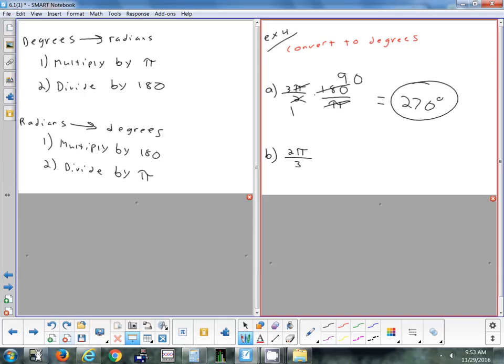We'll practice some more tomorrow if we need to with degrees and radians. And if they wanted me to round something off, I would just type it in on my calculator, 2 times the pi button, and then divide by 3.